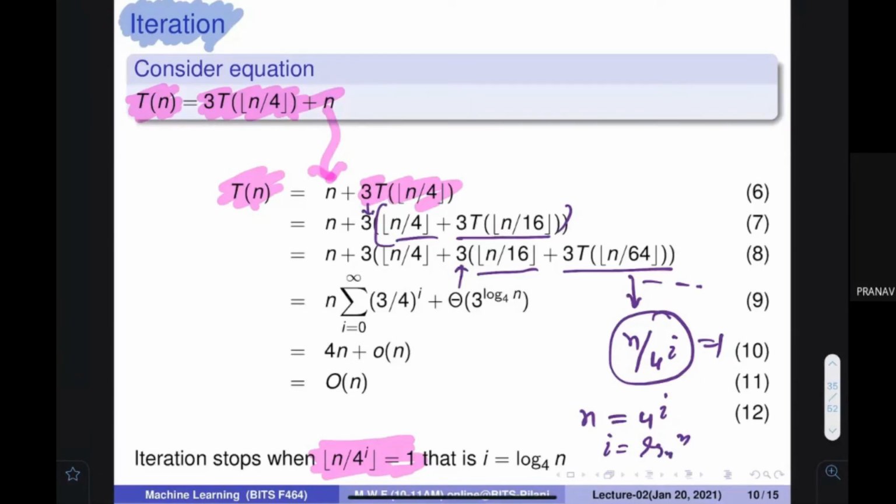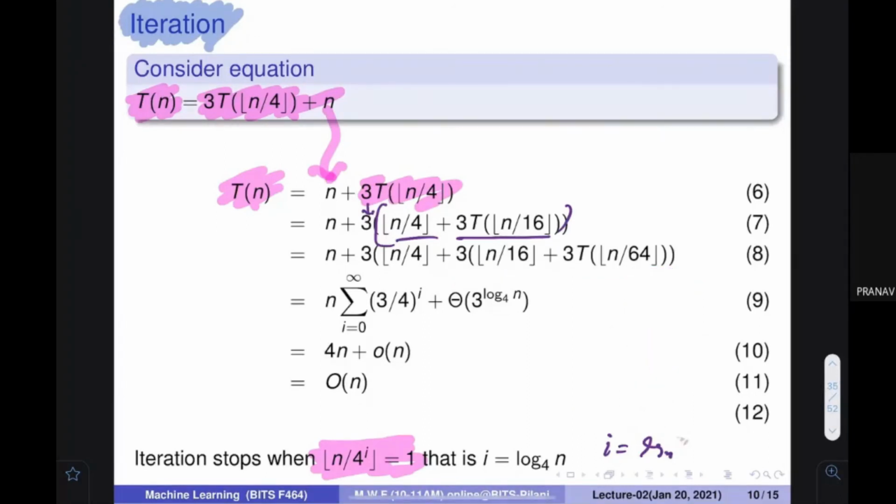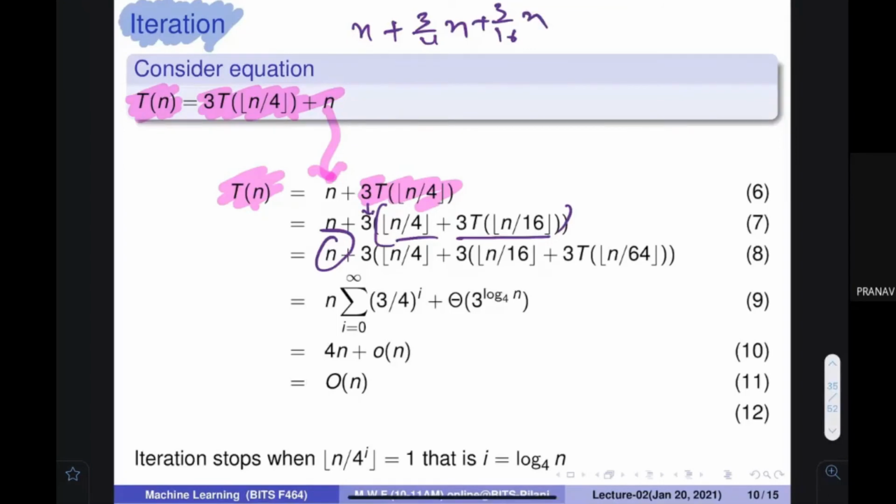Okay, so after some time it would get a stop. Now, can we analyze something? Can we write something in some nice way so that we can find out the expression? Looks like the first term is n, the next term is 3/4 times n, the next term is 9/16 times n, plus and so on. Every time it is (3/4) to the power i, it is increasing.